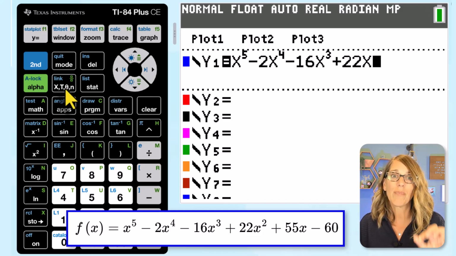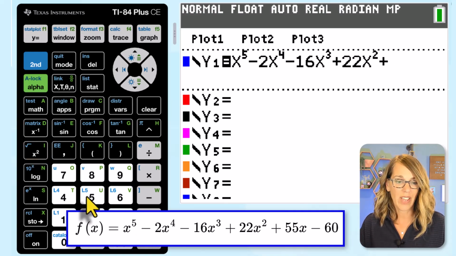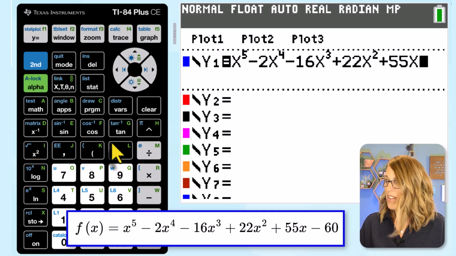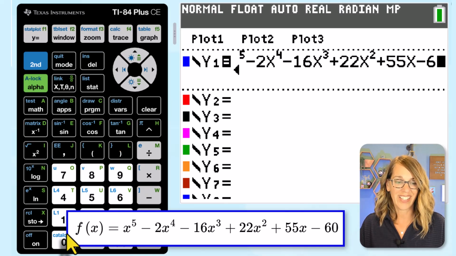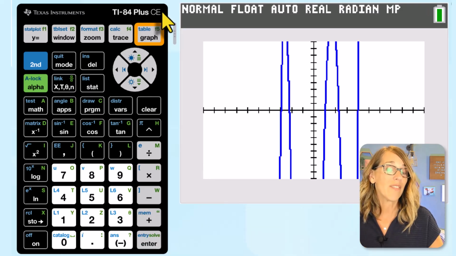This time I'm going to use my x squared button. So I typed the x in, but now I want the squared key. So kitty corner from the 7, squared, and then plus 55x. Plus 55x, and then minus 60. Okay, let's go ahead and take a look at this graph. So here's what the graph looks like.